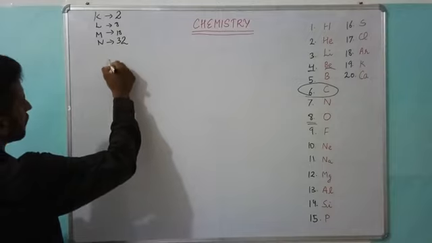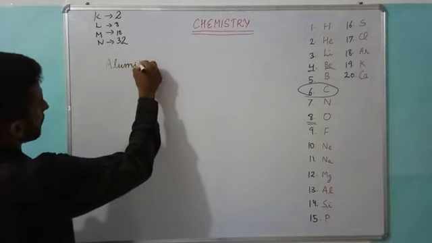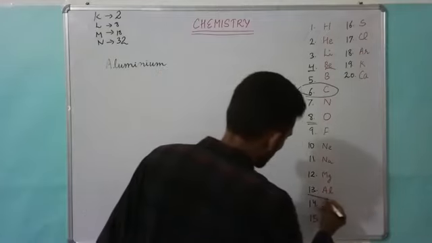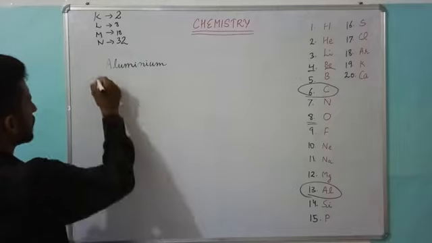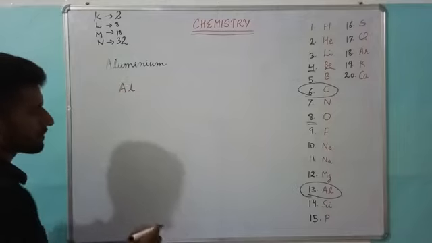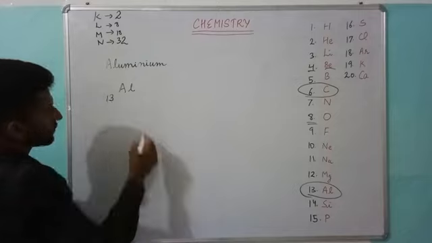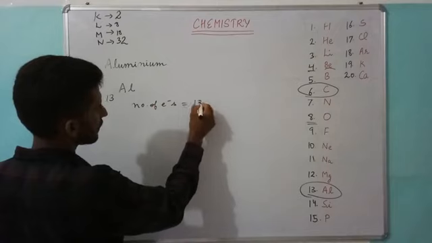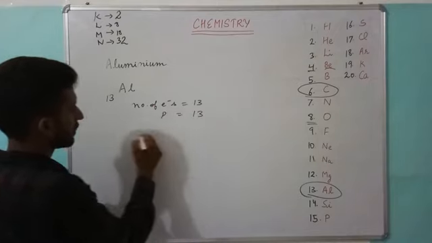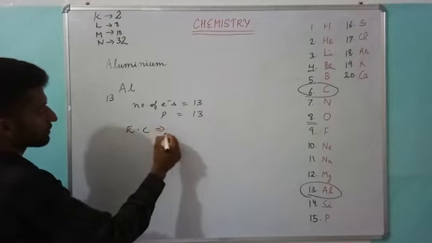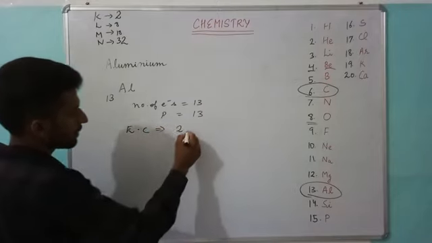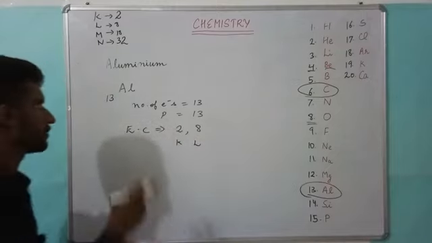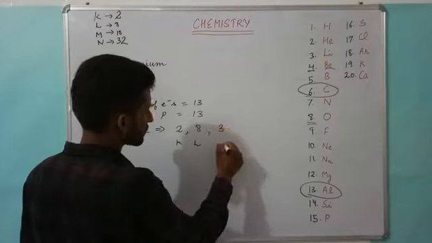Now next one we will draw for aluminium. Now aluminium, you can see here aluminium is having atomic number 13. So aluminium symbol, first of all it is Al, atomic number it is 13. So if atomic number is 13, then number of electrons they are also equal to 13, protons they are also equal to 13, and electronic configuration, first of all 2 electrons for K shell, then next one 8 electrons for L shell. Now 2 plus 8 it is 10, and how much out of 13 left? Only 3, so that will go to the M shell.